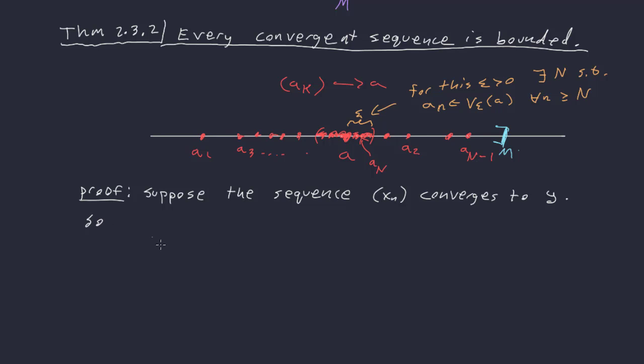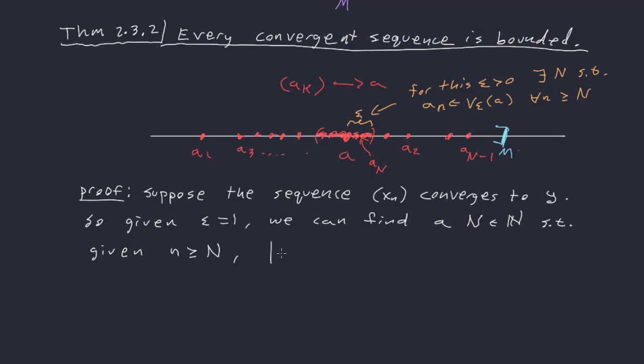So, given epsilon equals 1, we can find a capital N in the naturals such that, given little n greater than or equal to big N, we have that the absolute value of x_n minus y is strictly less than our epsilon, which we've chosen to be 1.